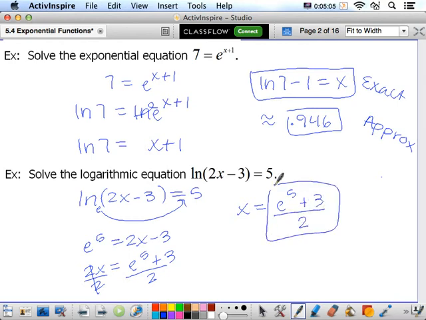Give it to me as an approximate answer. Type it in for me, Connor. Tell me what you get. All right, so I'm going to go with this term next: e to the 5 plus 3 all over 2.